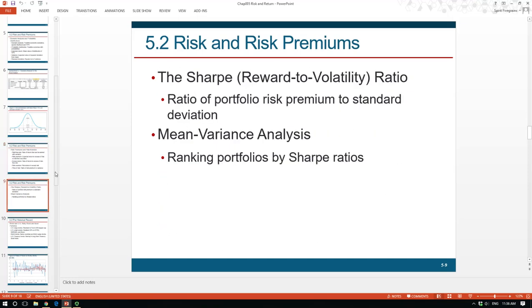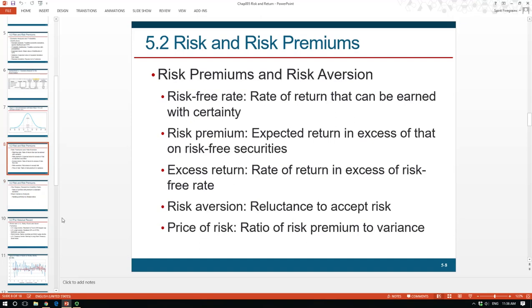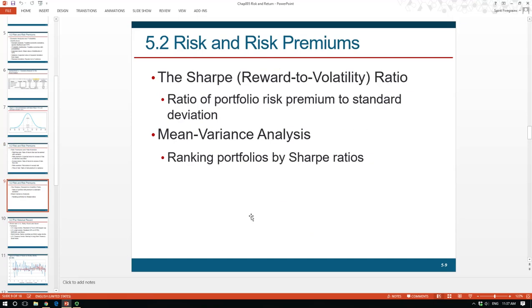And another measure of risk-return trade-off is called the Sharpe ratio. The Sharpe ratio is also called the reward-to-volatility ratio. It is the ratio of portfolio risk premium to the standard deviation of the portfolio. Previously, price of risk was the ratio of risk premium to variance, and here you see a subtle difference. The Sharpe ratio is risk premium to standard deviation, an alternative measure for risk.